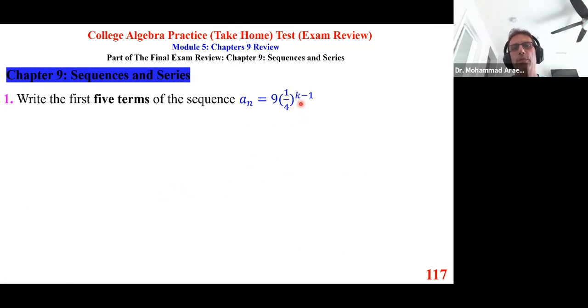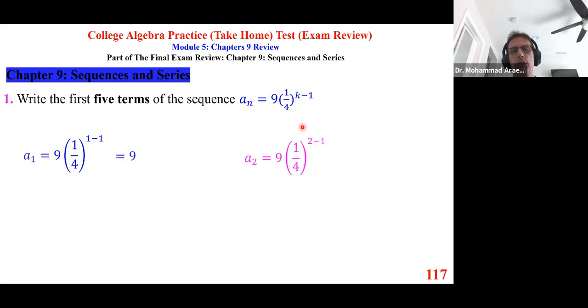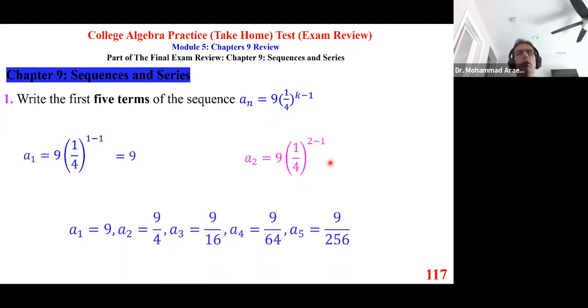All we have to do is replace the k with 1 for the first term, which gives us 1/4 to the power of 0, which means 1 times 9 is 9. We replace it now with number 2, which gives us 2 minus 1 equals 1. 9 times 1/4 is 9/4.